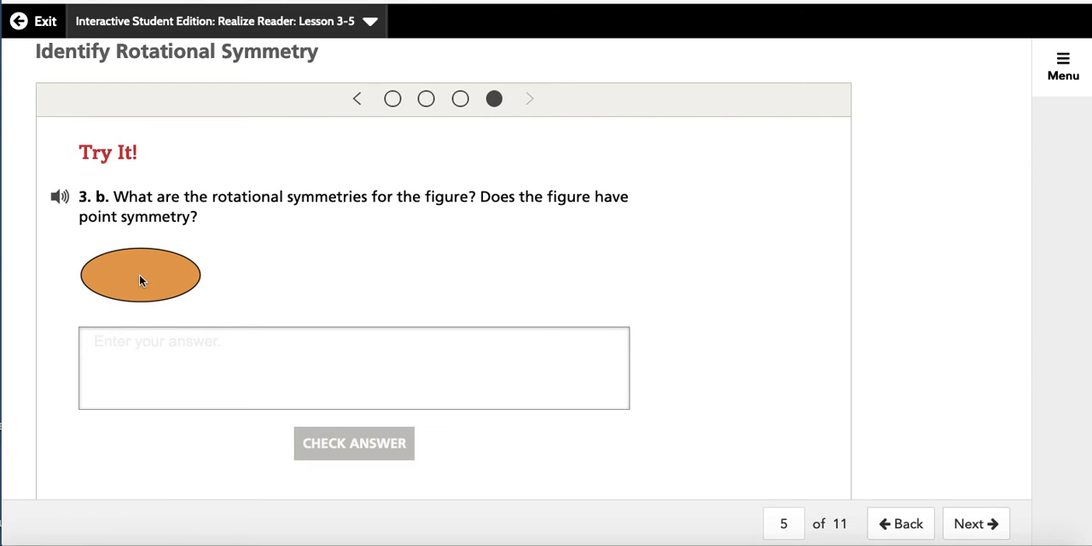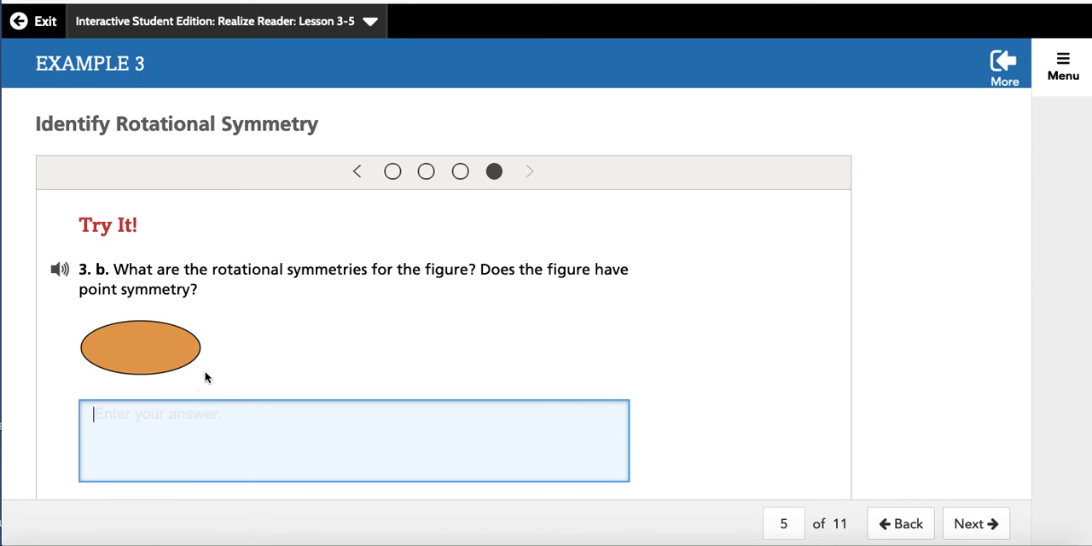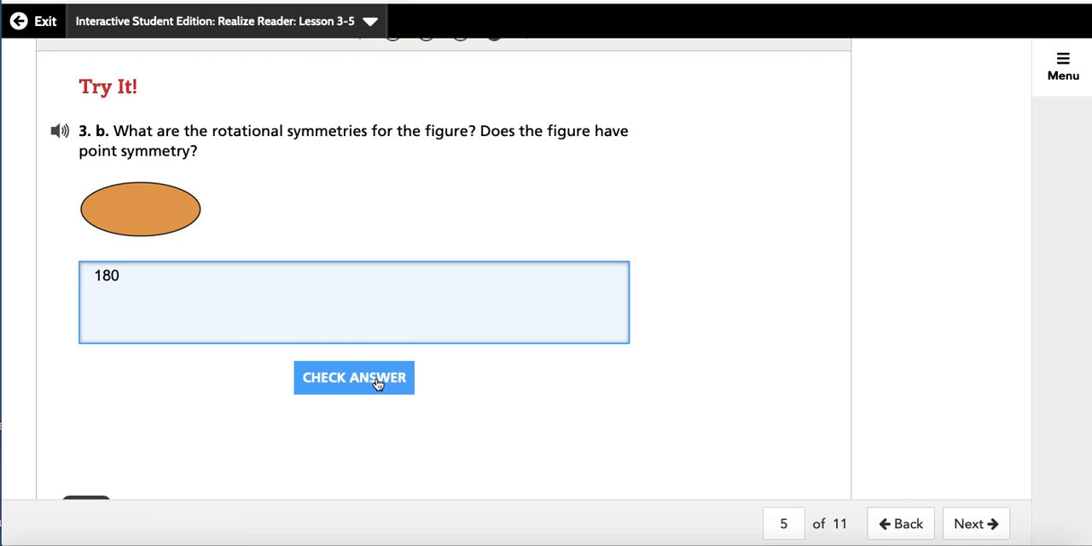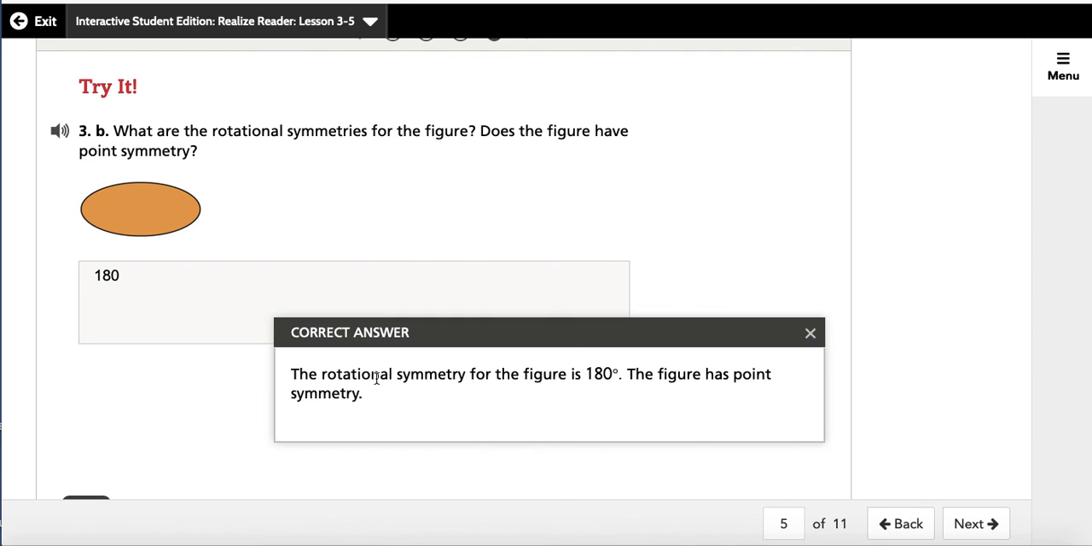Okay, so if I stick a point in the center and I start to rotate it, the long end comes up. This is like the rectangle, I think. The long end comes up. It's not going to be lined up until I get all the way around to 180. And then it doesn't happen again until I get all the way around to 360. So I think 180 is the only one. And since it is 180, that means yes, it has point symmetry. There it is.